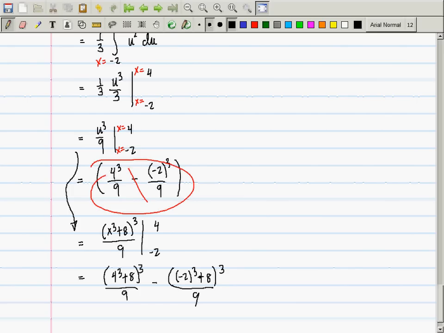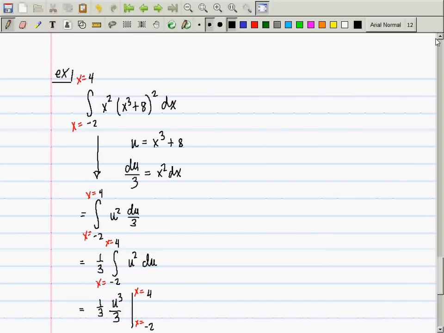So any question about this example? Where did the x squared go? Okay, so if I rewrite this antiderivative as so, then x cubed plus 8, this red box, became u, that red box. And this other stuff, x squared dx, became du over 3. Other questions?